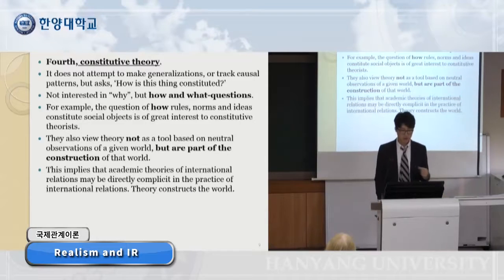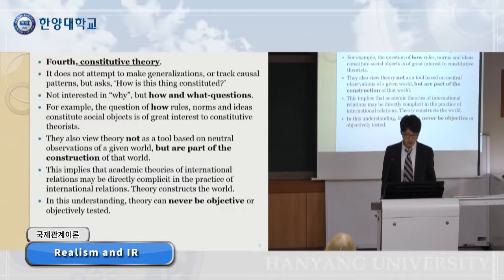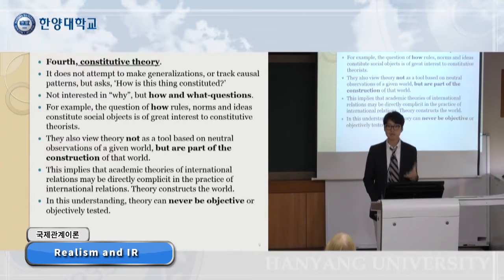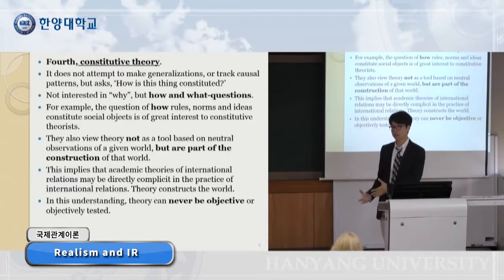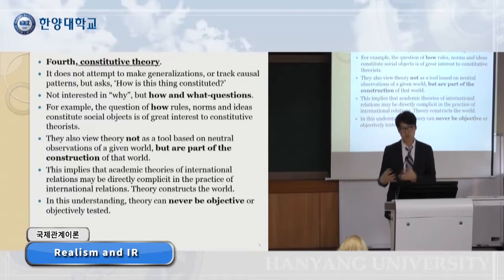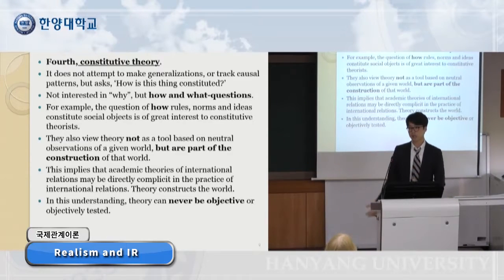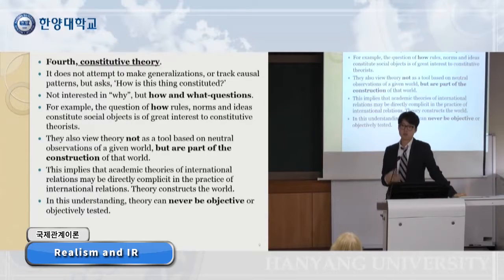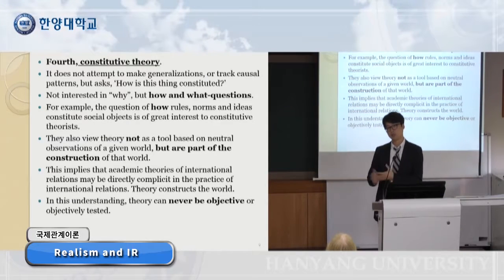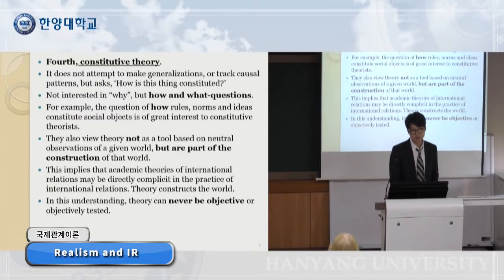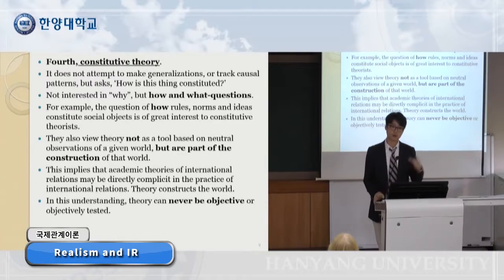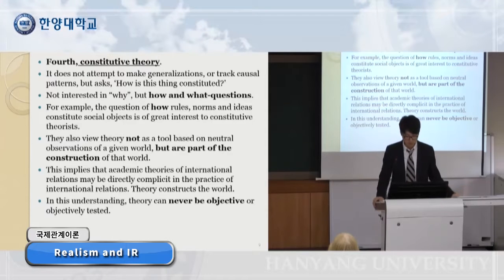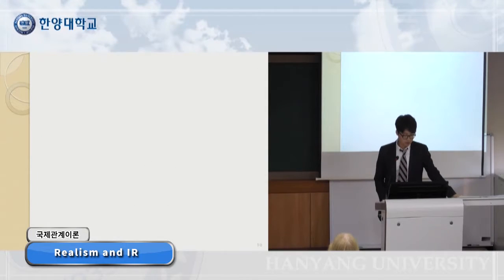And more importantly, in this understanding, theory can never be objective or objectively tested because they believe that theory is part of the reality. Theory constructs or constitutes what we live in, right? So therefore, we cannot objectively test theory based on empirical observations, which is although a common approach to theory testing. Based on empirical observation, we judge whether a particular theory is right or wrong. But in this understanding, that's not a right way, right?